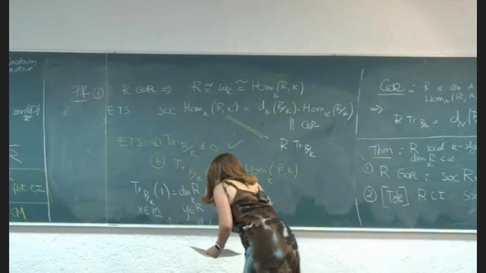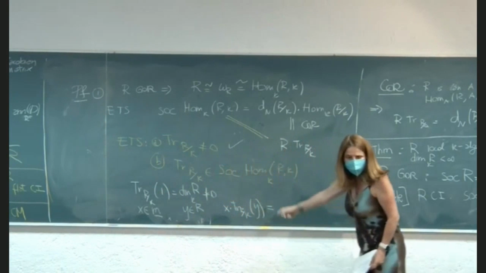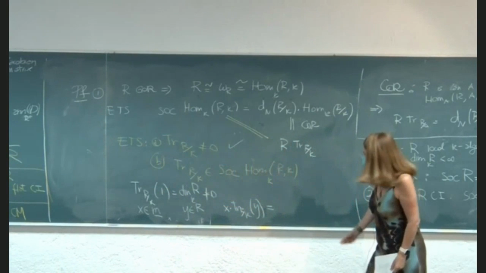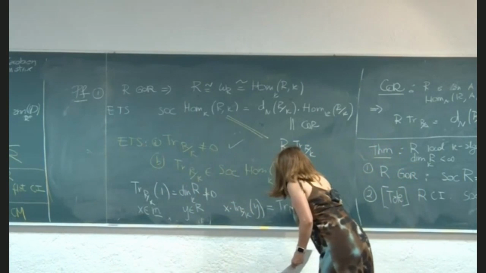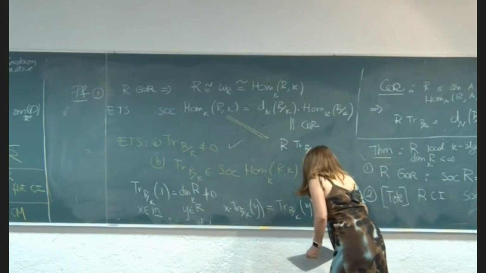So take an X in M, in the maximal ideal. You want to show that X times the trace is 0. And now take any Y in R and look at X times the trace.